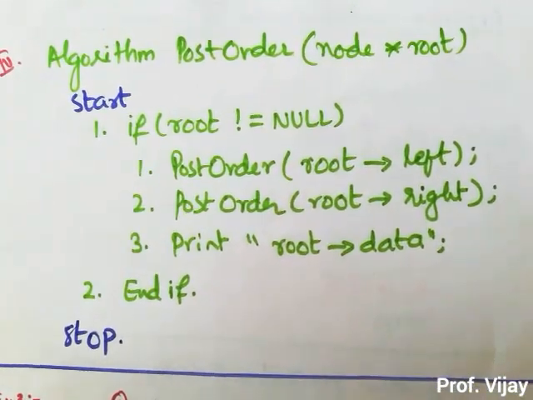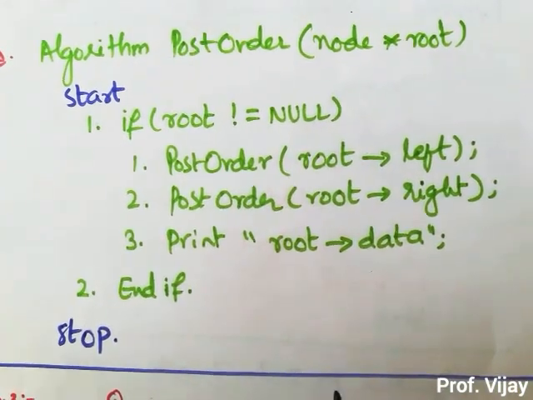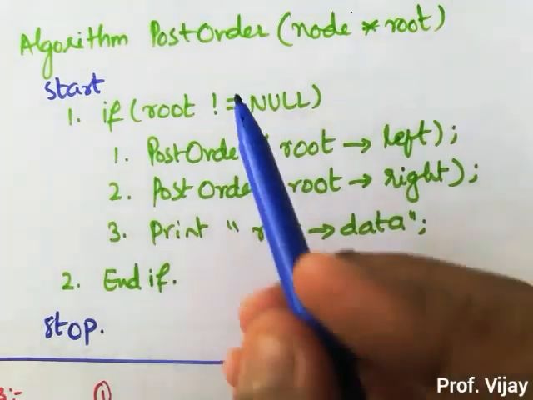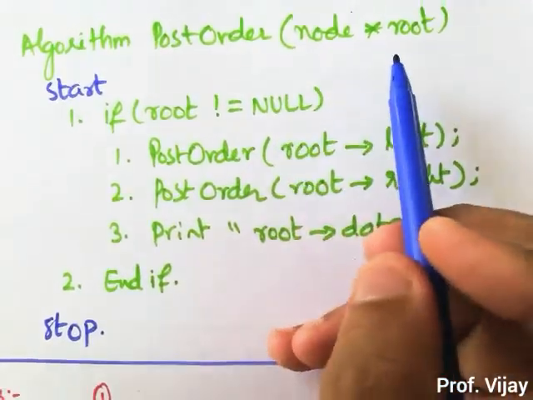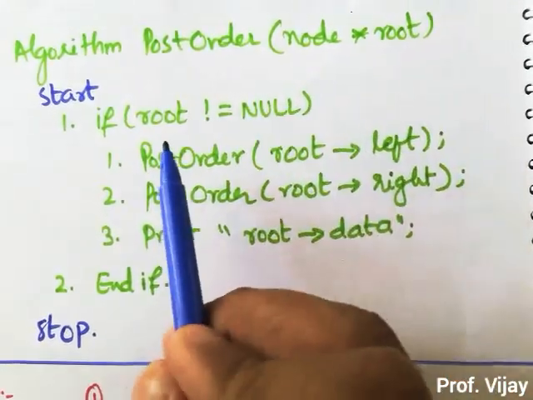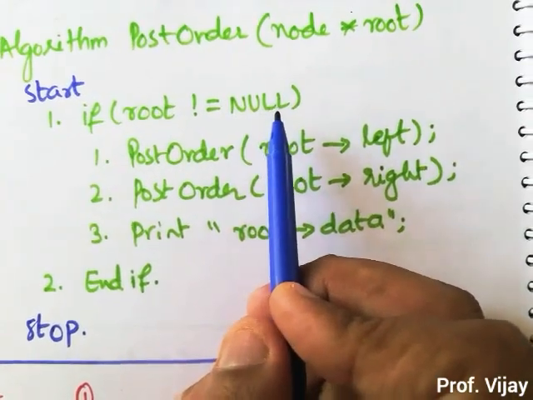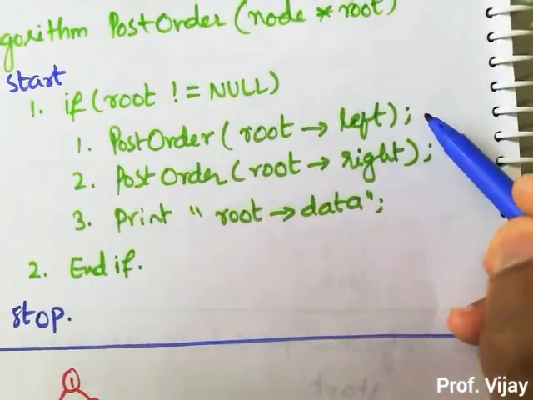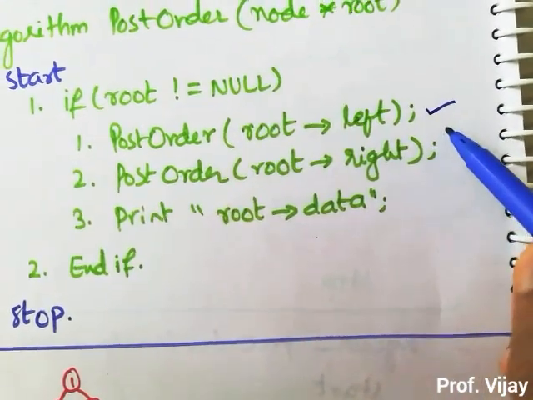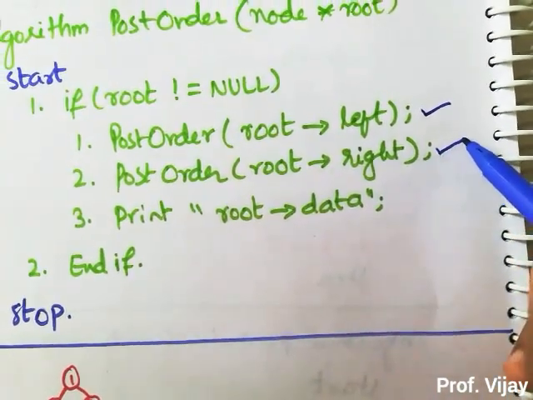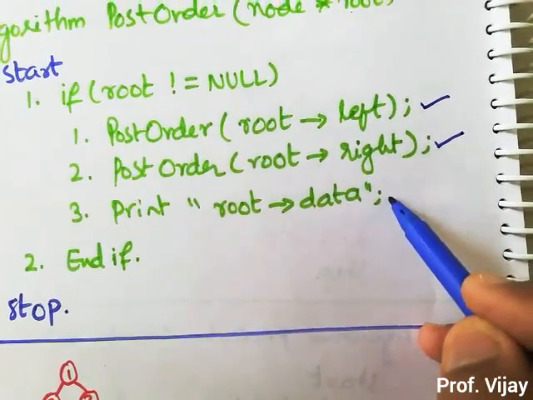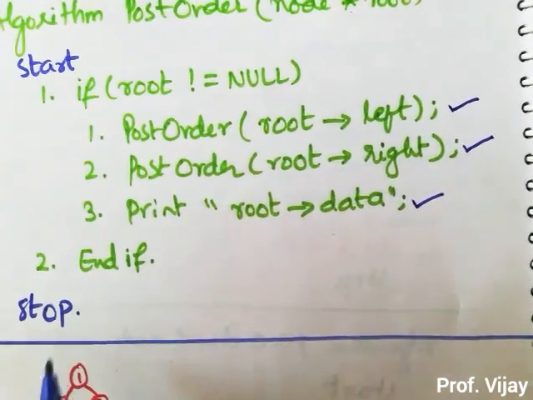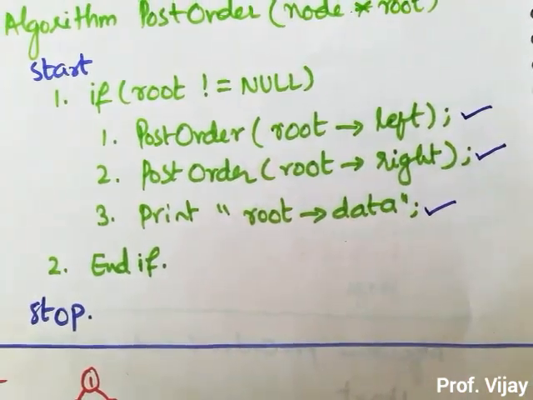Now let us try to understand the post-order traversal. We all know post-order traversal visits the left subtree first, then the right subtree, then the root. The method name is post-order, taking a single parameter root. When it is not null, meaning not the termination condition, we recursively traverse the left subtree, then recursively traverse the right subtree, then print the data of the node. Okay, end of the algorithm.